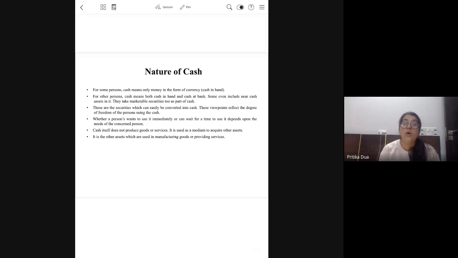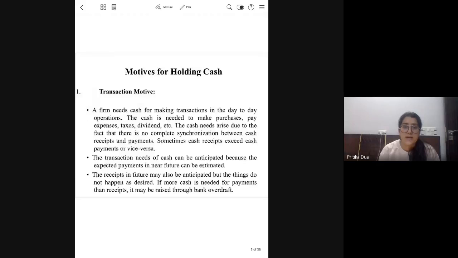Next, we come to what are the motives for holding cash. I believe you might have done these motives in economics also. So, for an individual, the first and foremost motive of holding cash is to meet the day-to-day expenses. That is the transaction motive. For the business also, meeting day-to-day expenses comes under the transaction motive.